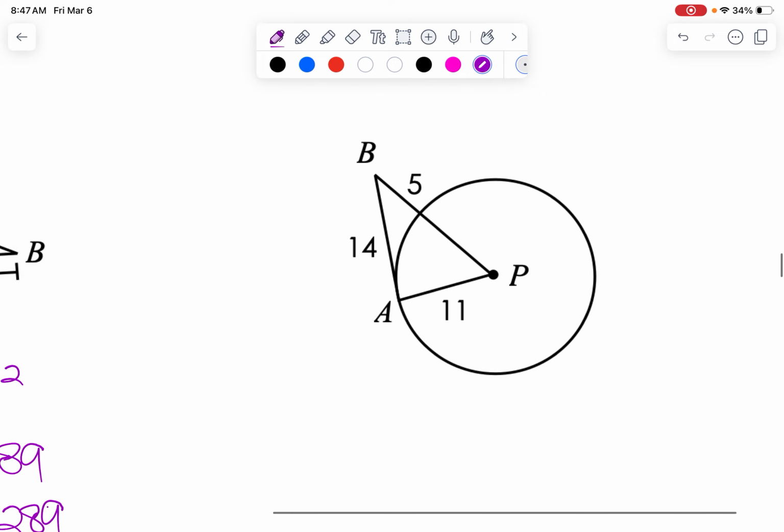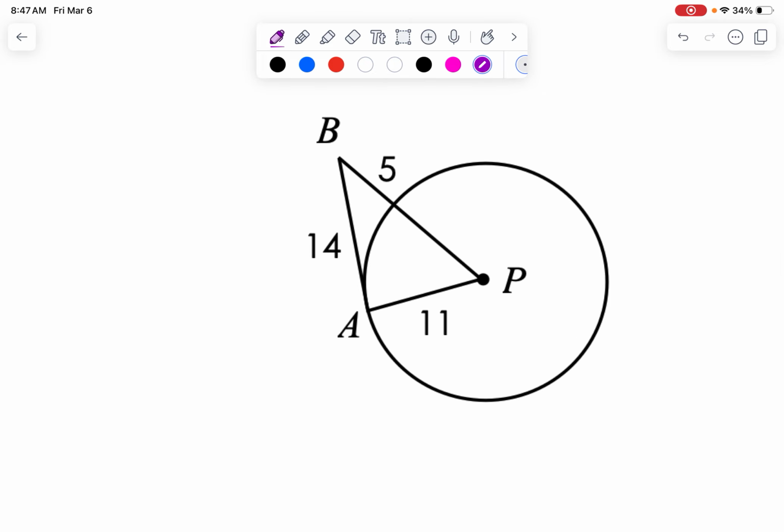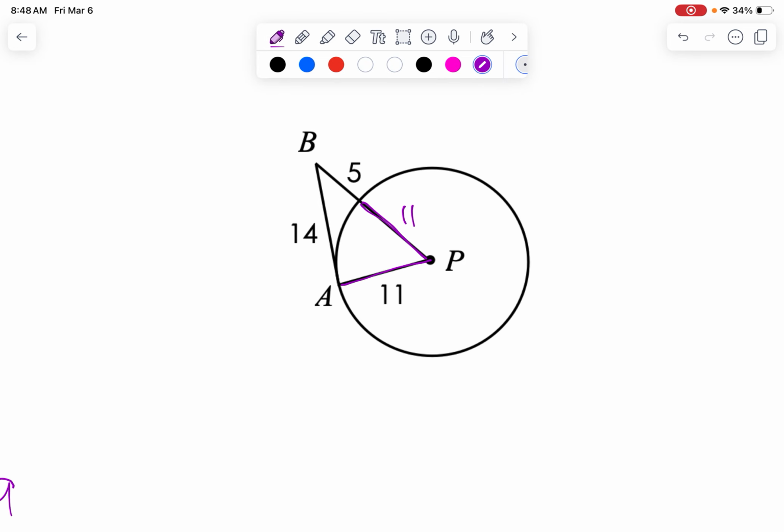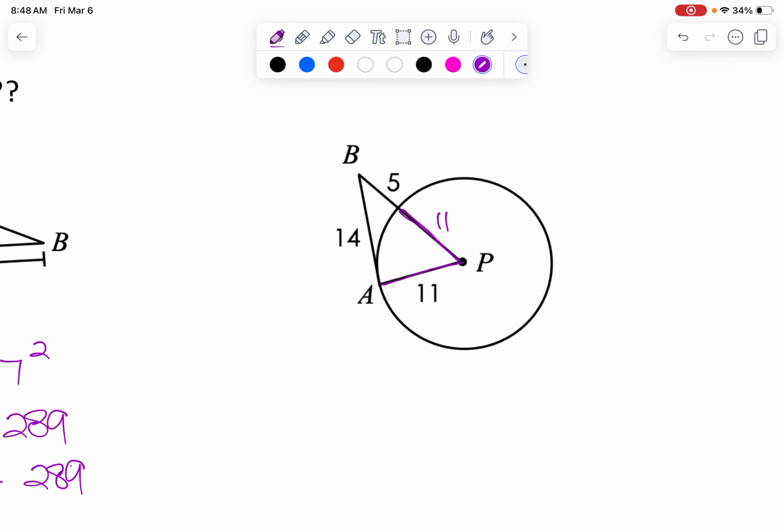And sometimes they try to make it a little bit more complicated and you have to do a little bit more thinking. Okay, so this is the radius. It's 11, which means this right here is also 11. So before I can start with this, I have to know that, which would mean then that this whole thing here is 16, right? So I could then set this up as 11 squared plus 14 squared equals 16 squared.